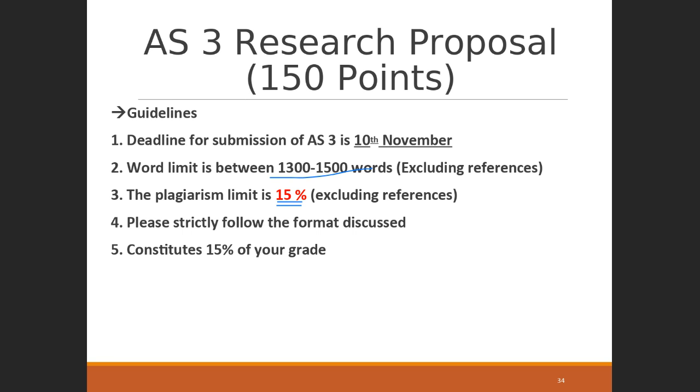The limit for submission is 10th November. Please follow this submission limit because many students were late in submission of their assignment number 2, and so they have to face some heavy penalty. And this is 15% of your grade. So this assignment is extremely important.